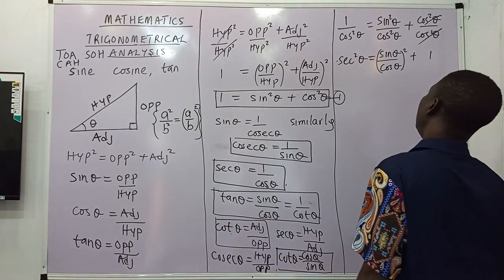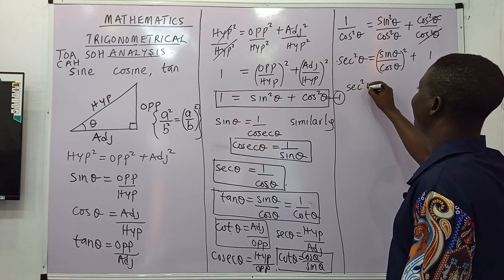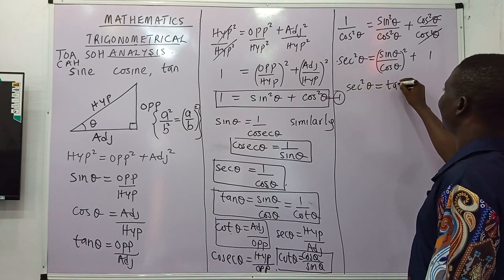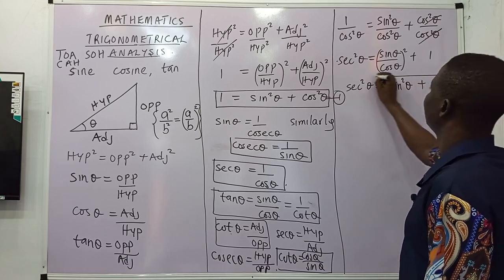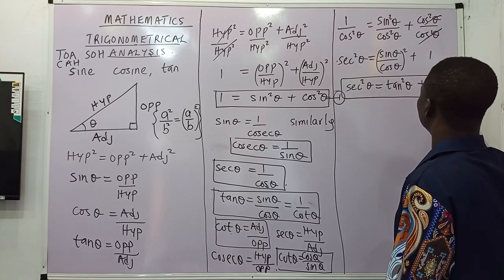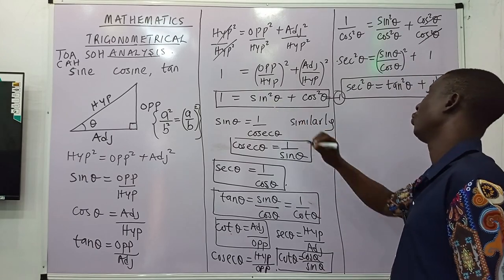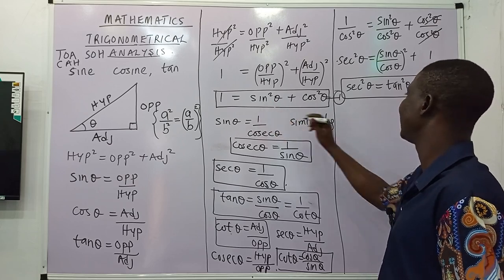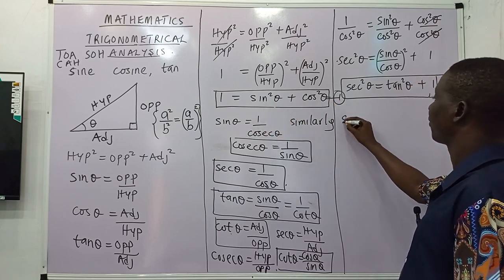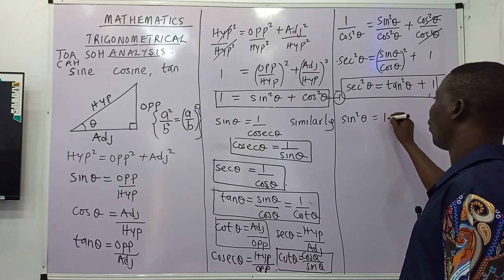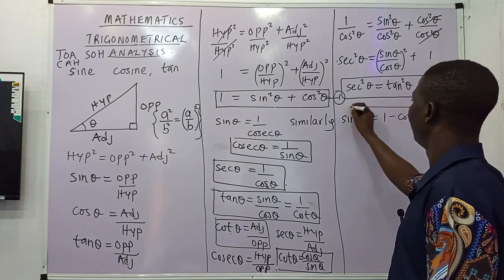Now, listen. This one will now give us sec square theta equal to tan square theta plus 1. This is another equation. Let me call this one equation 2. Now, let's go to equation 1. Recall, if you make sine square theta the subject of the formula, I want to have sine square theta equal to 1 minus cos square theta.